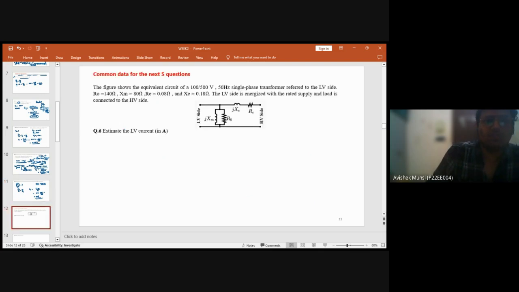So in the next question, we have given R0, Xm, Re, Xe, all the equivalent parameters of the transformer, and we have to calculate the LV side current. Here you can see that this is our LV side and this is our HV side. I already said don't put it in your brain in a conventional way that always this one is the HV side. In this case, this is the LV side, this is the HV side, and you have to calculate the LV side current. All the parameters are given. This will be a complex number solution, so try to solve it. I'm giving 5 minutes for it.